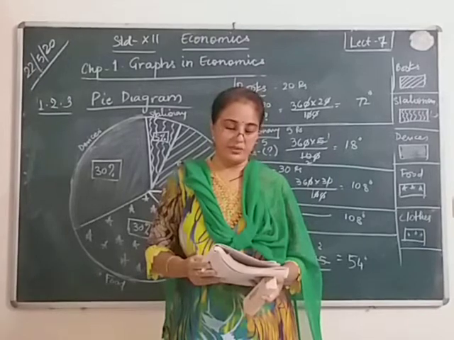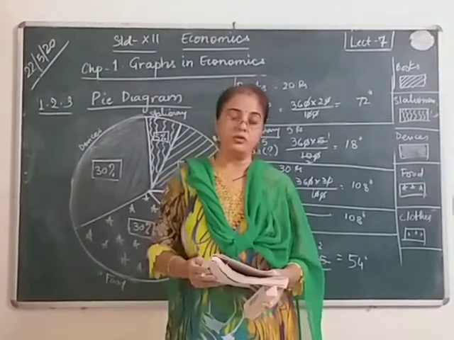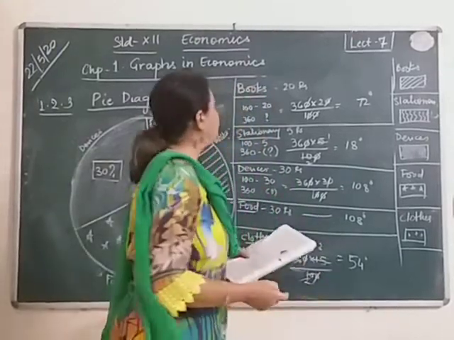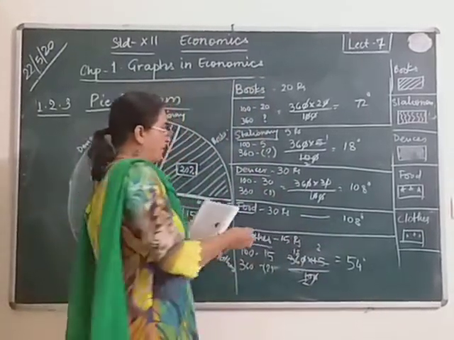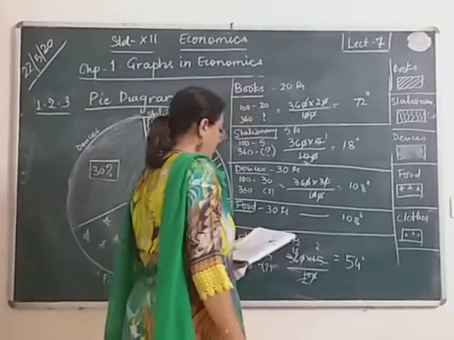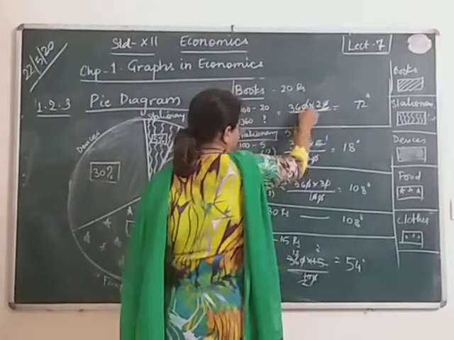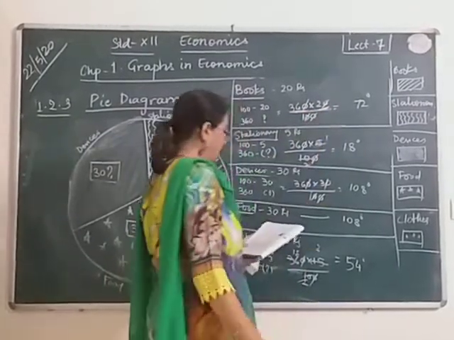Formula for obtaining proportional degree for a component of data. Now the formula has been given. Degree is equal to component value upon total value into 360. Degree is equal to component value into 360 upon total value. For example, component value 20 into 360 upon total value.